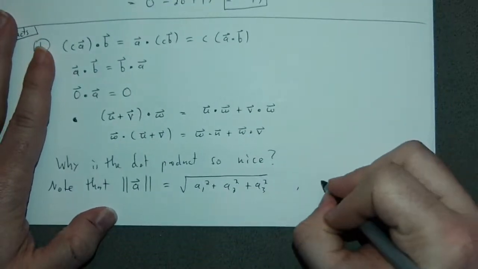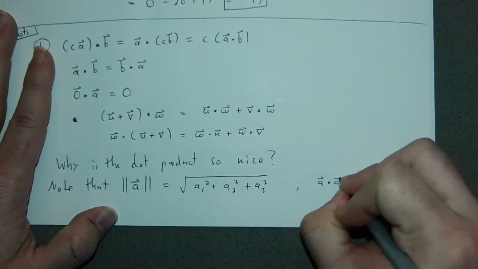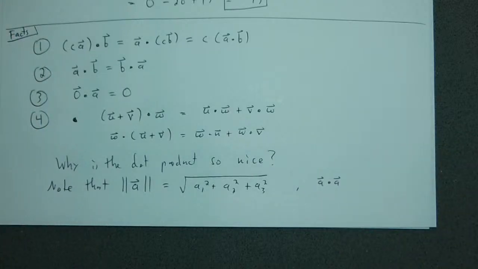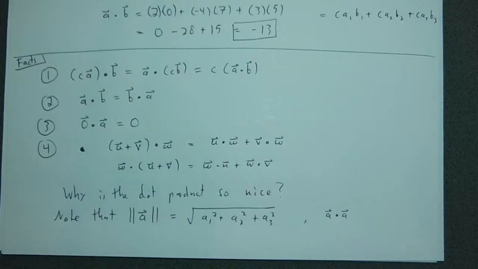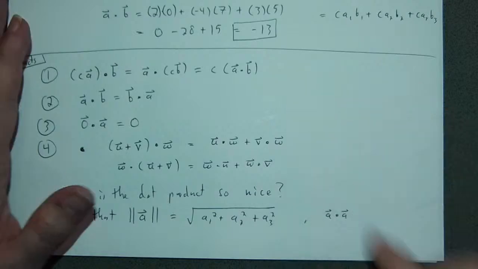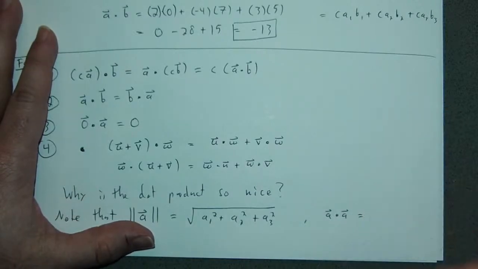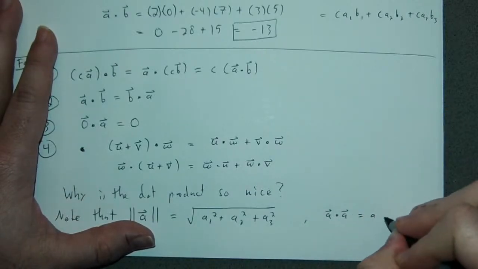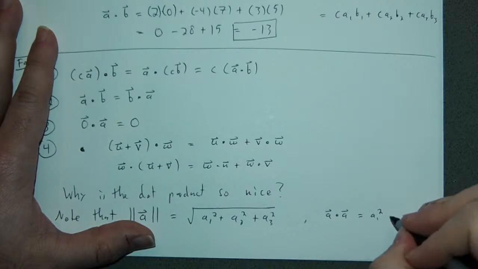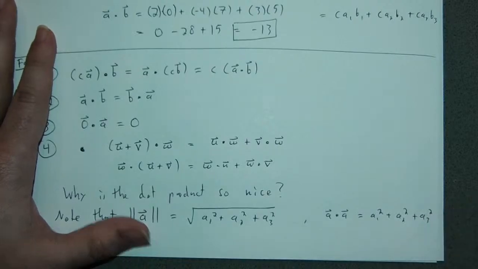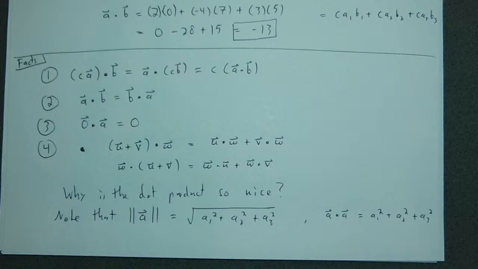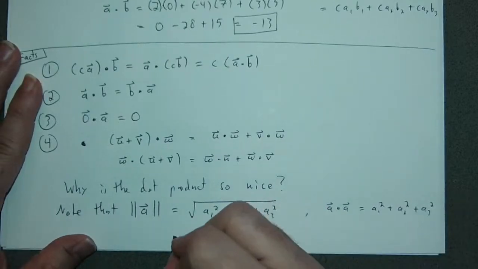What is A dotted with itself? So if I take a vector A and dot it with itself, what do I get? This is a1 times a1, so a1 squared, plus a2 times a2, so that's a2 squared, plus a3 times a3, so that's a3 squared. So what's under the radical here is actually A dotted with itself.